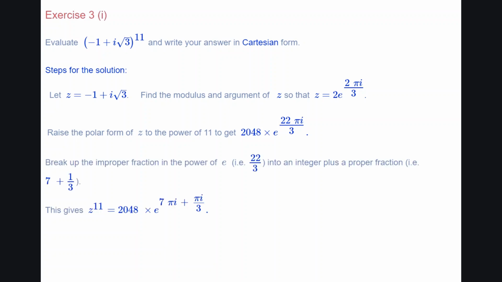Now, break up the improper fraction in the power of e. Well, for us that will be 22 over 3. You break it up into an integer plus a proper fraction. In this case, you'll break it up to 7 plus 1/3. And this gives that z to the power of 11 is 2048 times e to the power of 7 pi i plus pi i over 3.